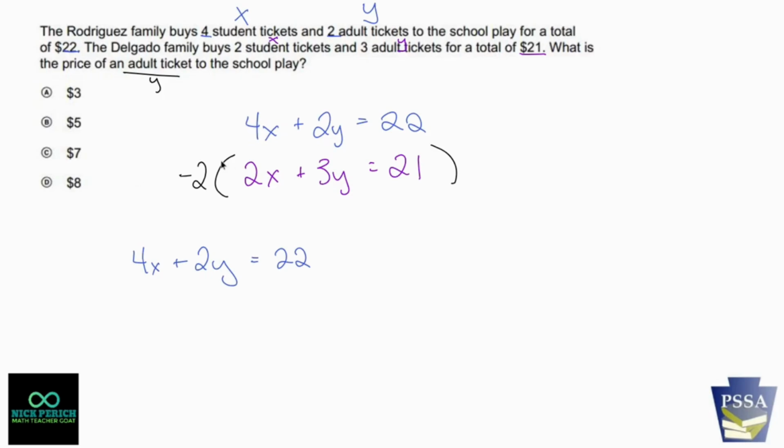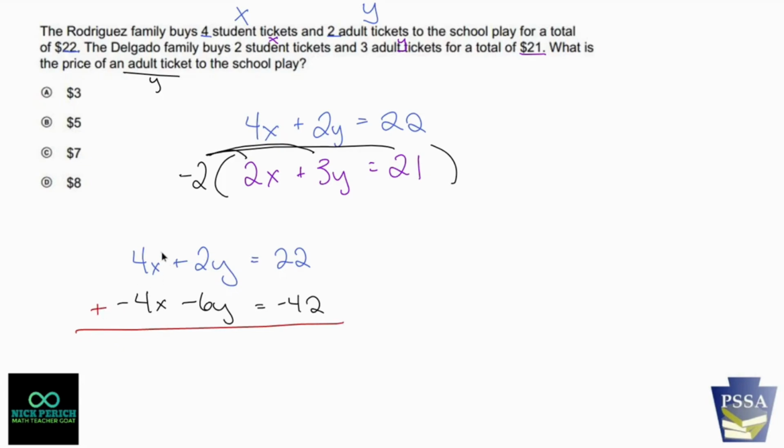The bottom row, we're going to multiply everything by negative 2. Negative 2 times 2x is negative 4x. Negative 2 times positive 3y is negative 6y. And negative 2 times 21 is negative 42. Now we add the rows, knowing that the x's will go away. When you add the rows, the x's go away.